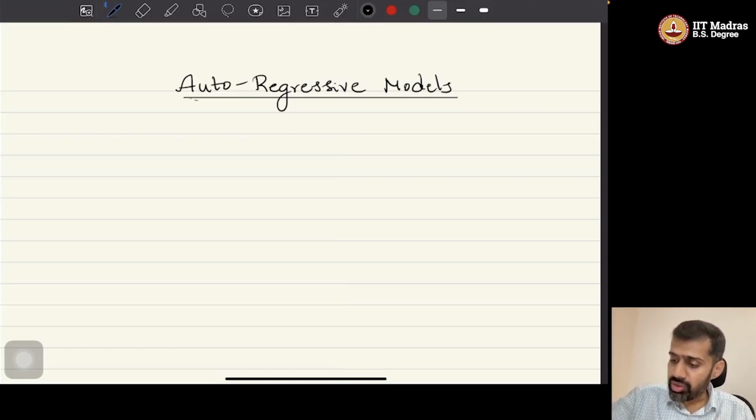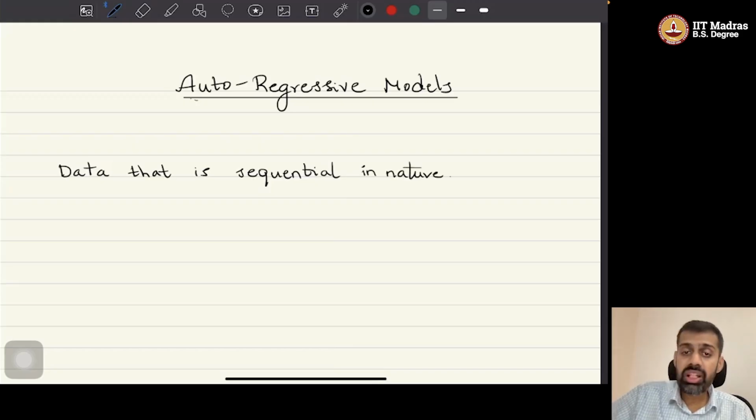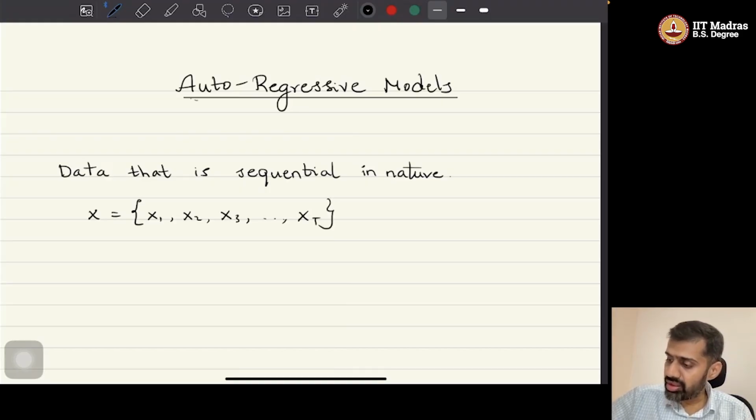Okay, so let's start with the definition of an auto-regressive model. Most of these auto-regressive models are built on data that is sequential in nature. So what does it mean to say that data is sequential? Let's say that I can express my data point x as a set of intervals. Let me call it as x1, x2, x3 up to x capital T. Now this is one single data point.